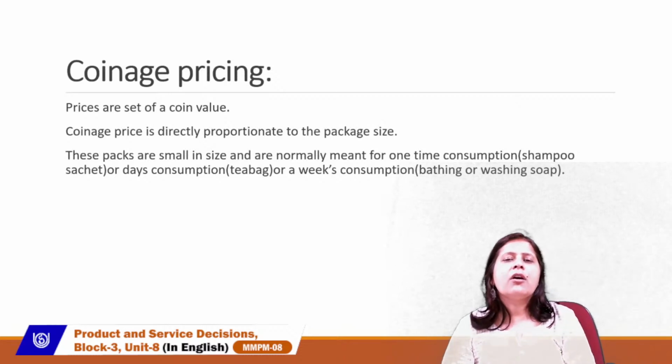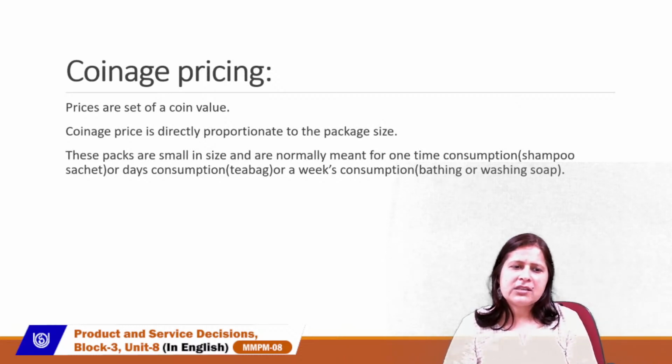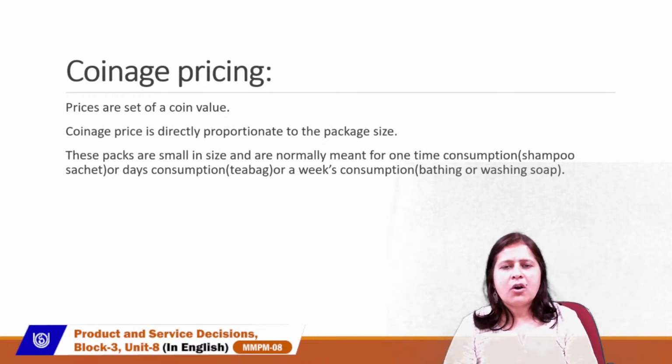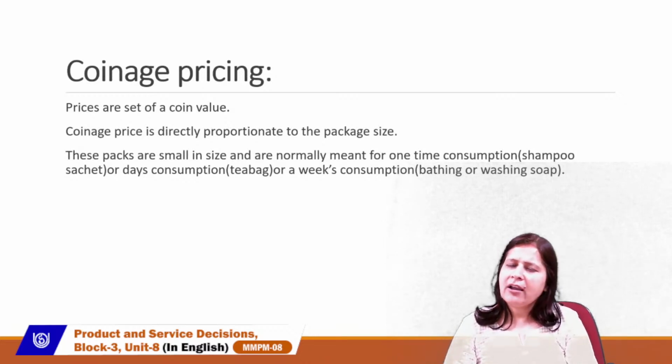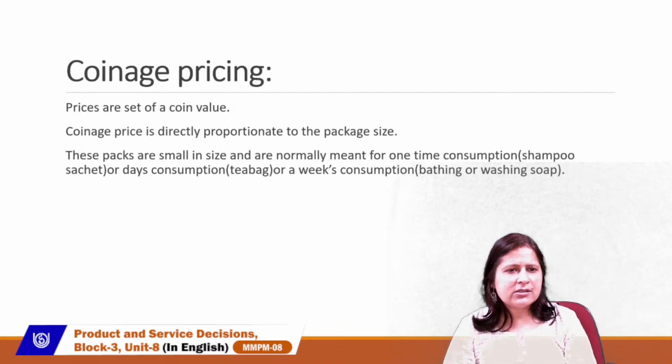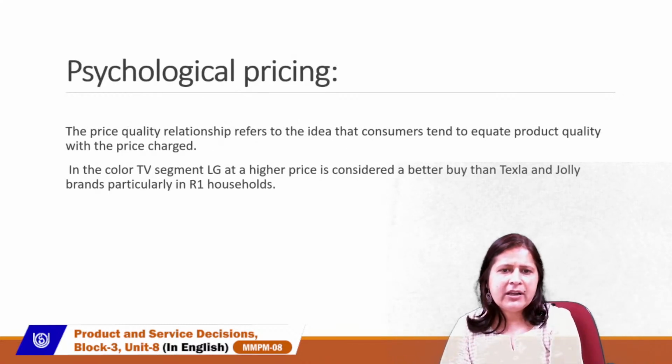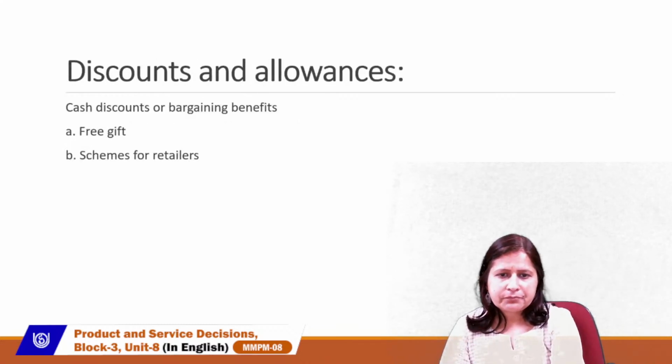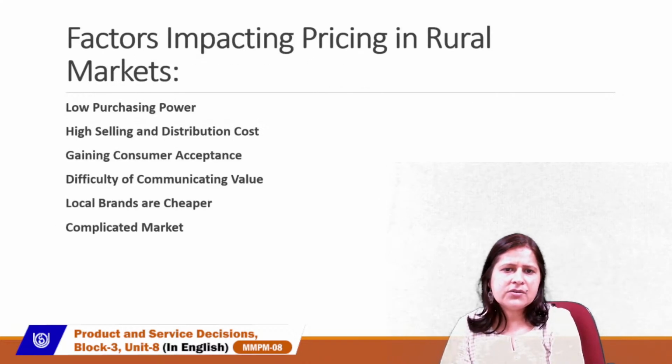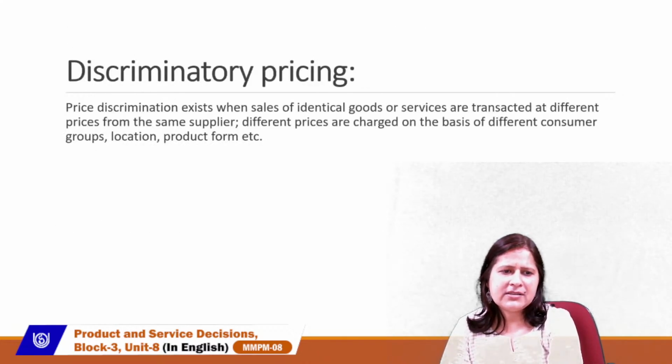Next is coinage pricing. What is coinage pricing? Prices are set at a coin value. Coinage price is directly proportionate to the packet size. As I said, it is directly proportionate to the packet size. I explained it earlier. Then discounts and allowances, and discriminatory pricing.